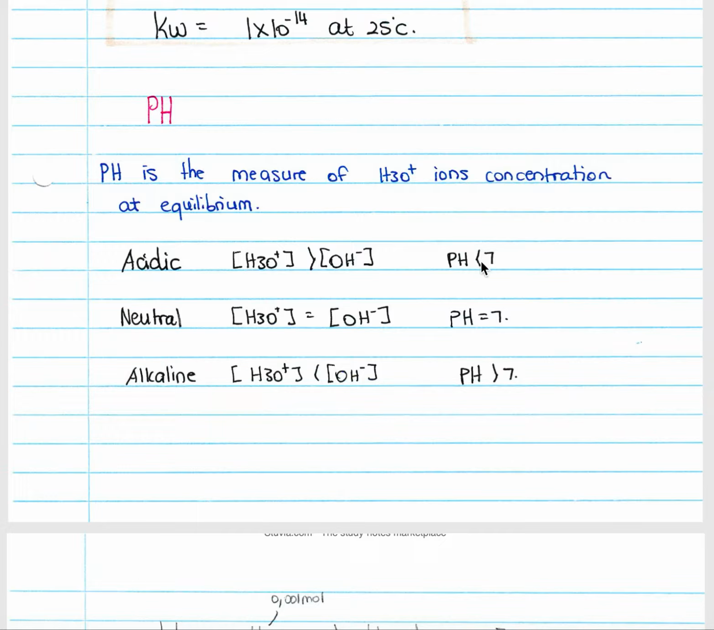For an acidic solution, you will have a pH less than 7. In a neutral solution, your H3O plus ions will be equal to your OH minus ions, and your pH will be 7. In an alkaline solution or a basic solution, your H3O plus ions will be less than your OH minus ions, and your pH will be greater than 7.